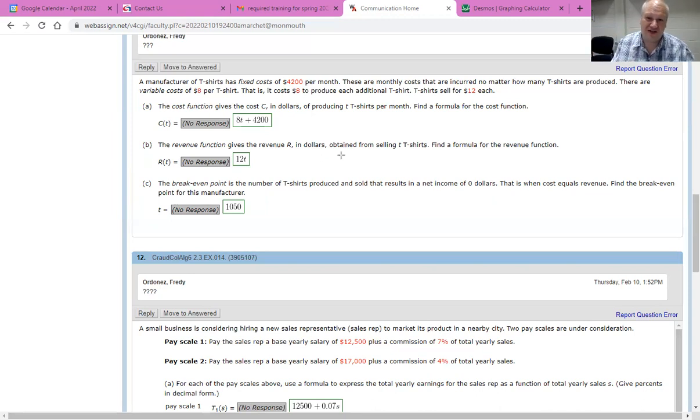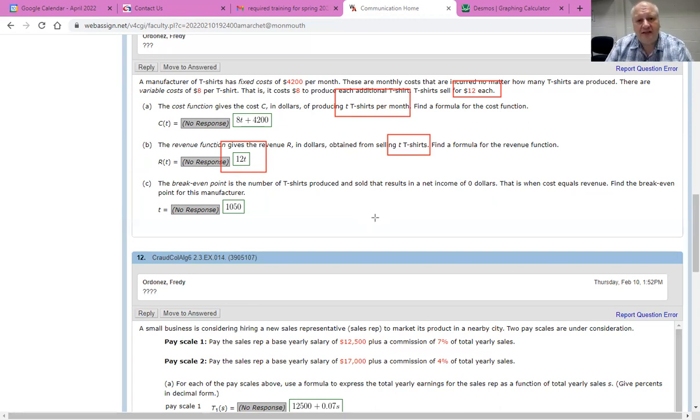That's what we want for our cost function there. The revenue function is going to be simply the number of t-shirts times the price you're selling it for. That's why it's 12T. Remember, T is the number of t-shirts that you're going to be producing. So if it sells for $12 each, we can assume that the revenue function is 12 times T. In other words, how much money are you going to bring into your cash register? You're going to bring in $12 times however many shirts you sell.